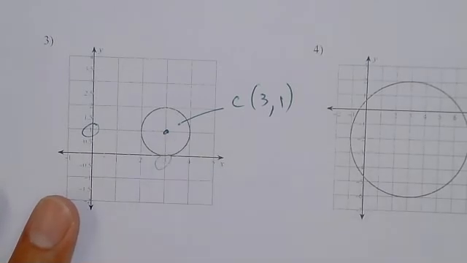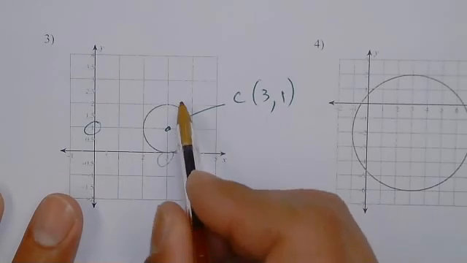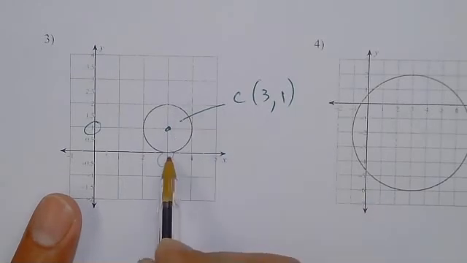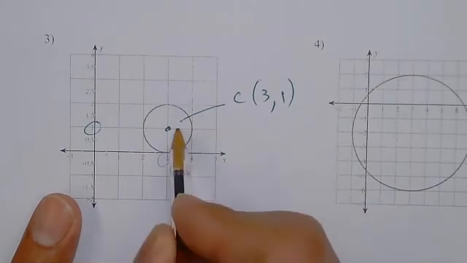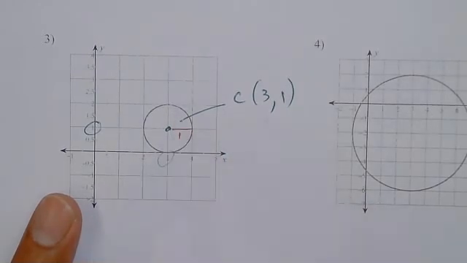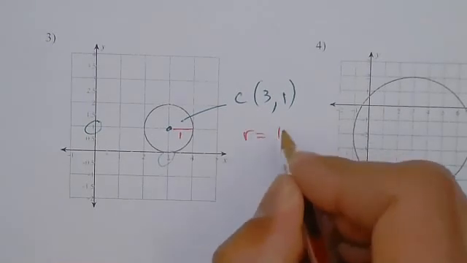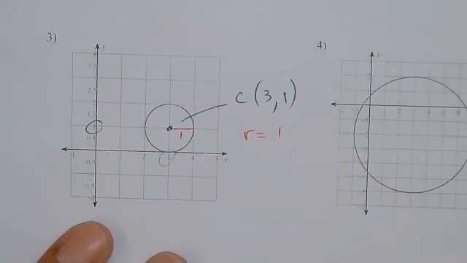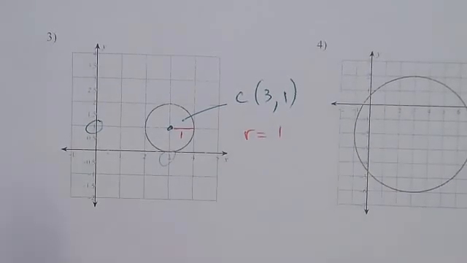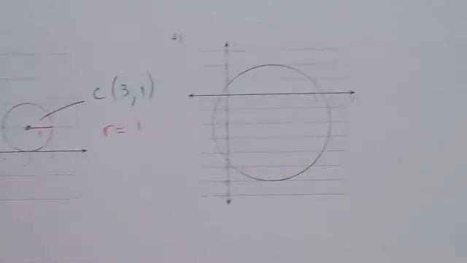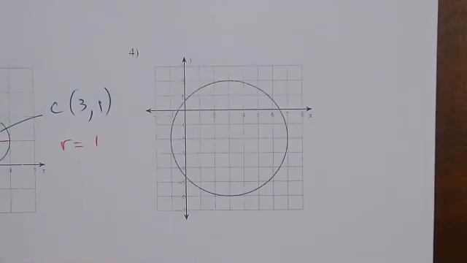Well, if I just start counting lines here, you're going to count 2 lines. You're going to say the radius is 2? No. Some of you can see the little lines in between. Look at from 3 to 4, it's only what? 1. The radius is 1. Okay, I'll just do that.